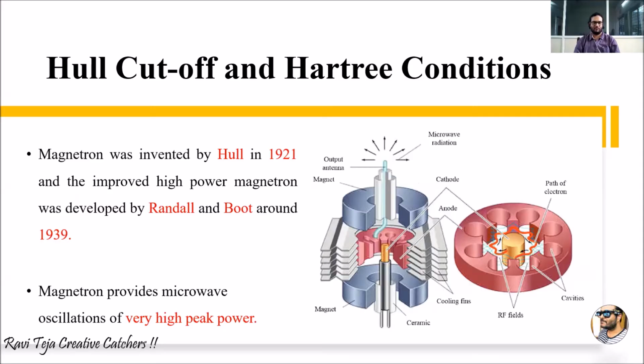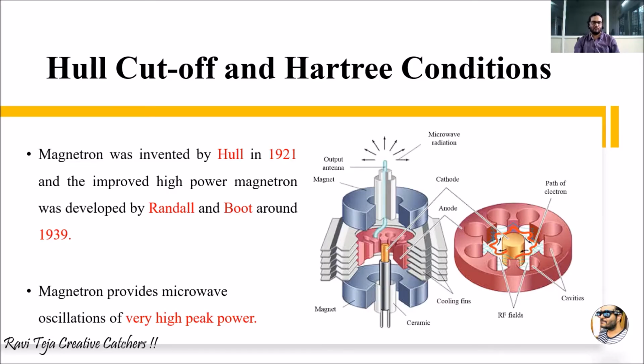Okay, so first of all, before getting into the Hull cutoff or the Hartree condition: the magnetron was invented by Hull in 1921, and later it was improved into a high power magnetron, developed by Randall and Booth around 1939. So a magnetron provides microwave oscillations of very high peak power. After the improvement of the magnetron, it provides a very high peak power.